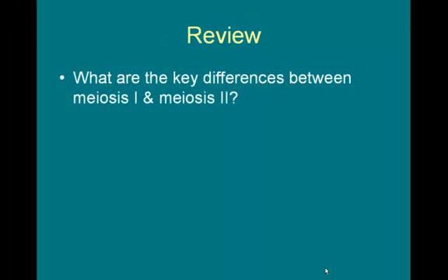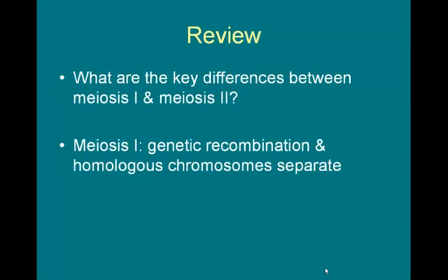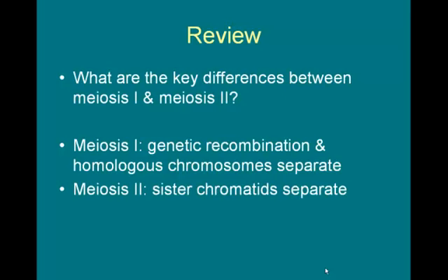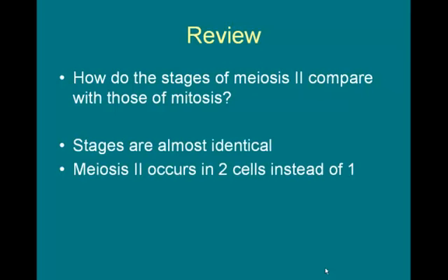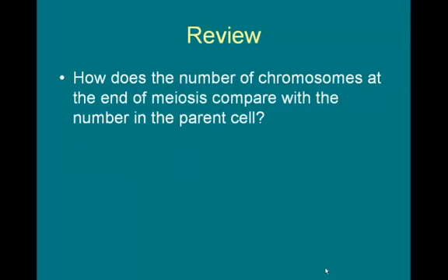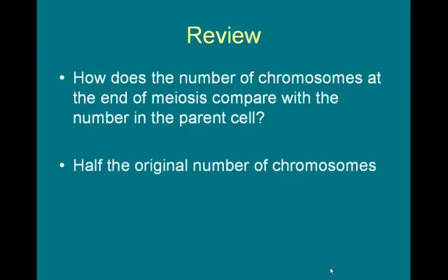Now, another quick review. Key differences between meiosis 1 and meiosis 2. Well, in meiosis 1, you get genetic recombination and the homologous chromosomes separate. Meiosis 2, no genetic recombination and the sister chromatids separate. Now, stages of meiosis 2 compared with mitosis, well, they're almost identical, except that meiosis 2 is occurring in 2 cells instead of 1.